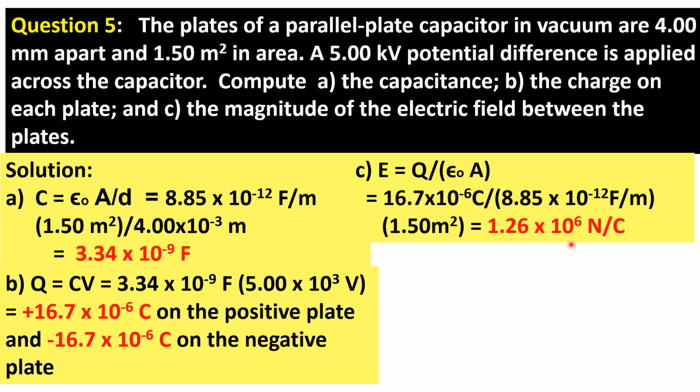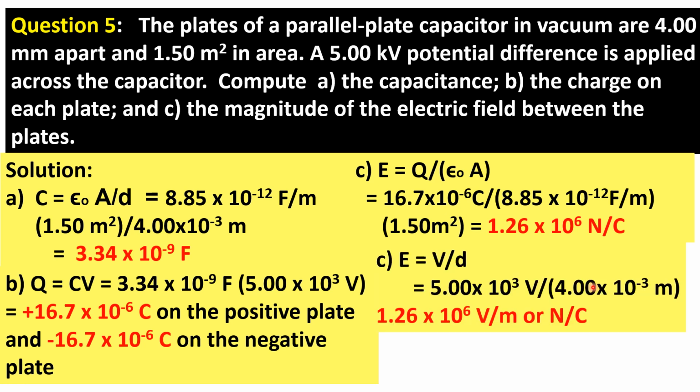We can check this electric field using another formula, in terms of the voltage V and the separation distance D. We just divide voltage by D. Substituting for our voltage 5.00 times 10 to the third volts divided by the separation distance in meter, 4.00 times 10 raised to the negative 3 meter, we will get the result, which is 1.26 times 10 to the 6 volt per meter, which is actually also equal to newton per coulomb.